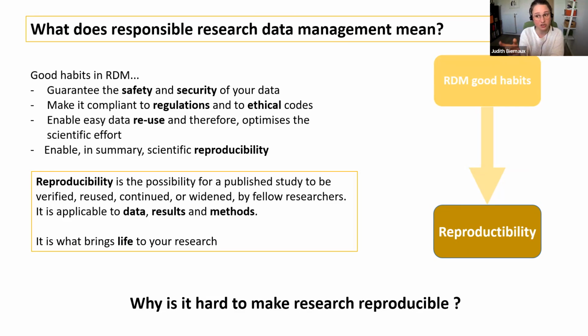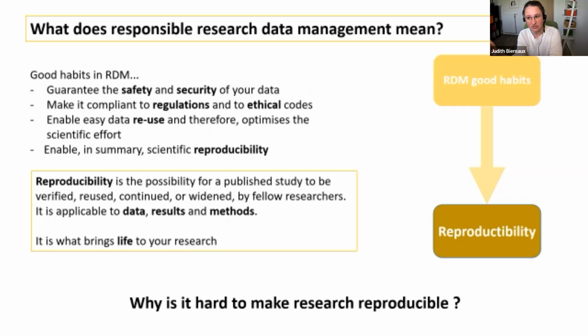If your research, in other words, is not reproducible, it will die on a shelf and gather dust forever. It will not be able to be used by another scientific community, by a fellow student, by a fellow scientist, okay? And scientific reproducibility is applicable to results, but also to data, to methods, to conclusions. Anything that you can produce as a scientist needs to be reproducible, okay?